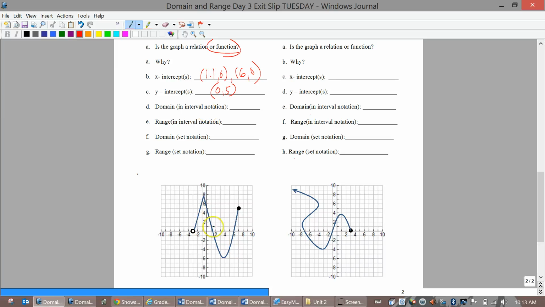Okay. Domain. Furthest to the left is -3, but hey, it doesn't actually get to -3, does it? It's an open circle at -3, so it's a parenthesis, not a bracket. Furthest to the right is 7, and that's a bracket. Okay. Interval notation for domain.